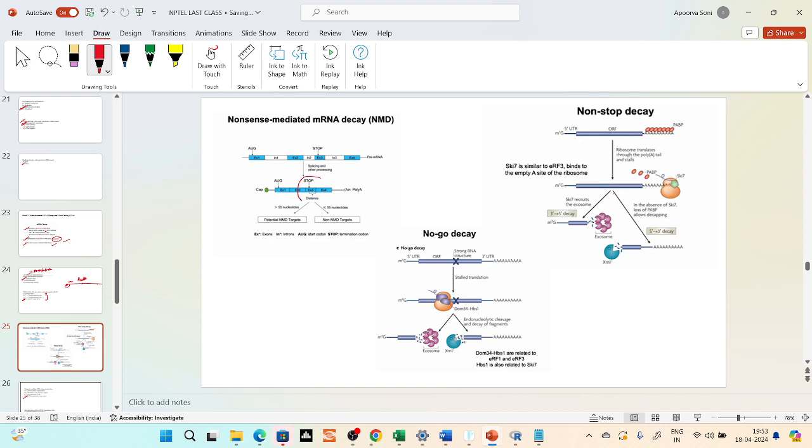That a stop codon comes, and because of the stop codon, the decay happens, and the resulting mRNA is of a shorter length, which is not a good mRNA, which is degraded. Non-stop decay. What is the meaning of non-stop decay?